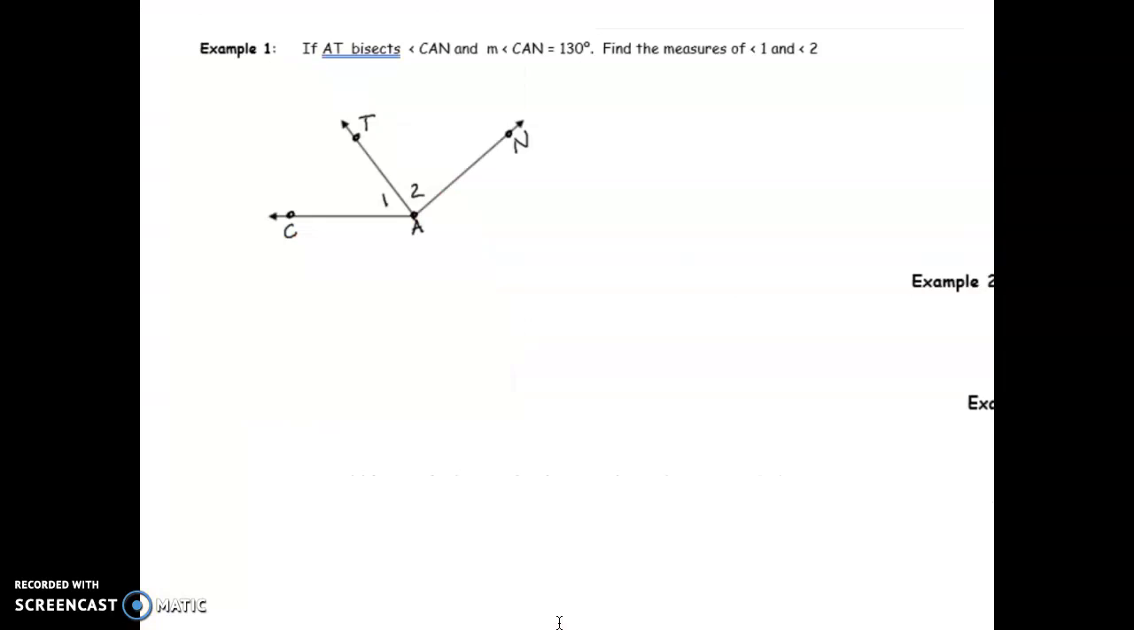All right, so example 1 here is dealing with this figure right here. So it says if AT bisects angle CAN. So we've got a bisector involved. That is the act of cutting something into two equal parts. So here's my bisector, AT. And it is bisecting the angle CAN, which CAN is right here. And it also tells us in the statement that the measure of CAN, the blue angle, is 130 degrees. And then it's asking us in our problem to find the measures of angle 1 and angle 2.